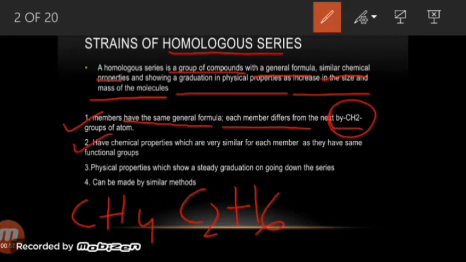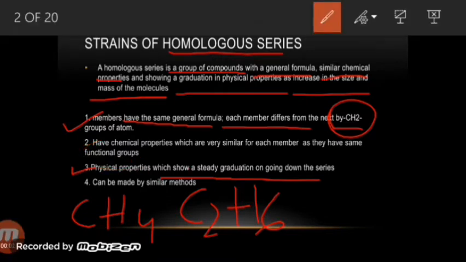The second strand is that they have the same chemical properties. Why do they have the same chemical properties? Because the functional group is the same. So each homologous series will have the same functional group in all the members. Next, physical properties will change as we go down the series. As there is an increase in the molecular mass, there would be a change in the physical properties.